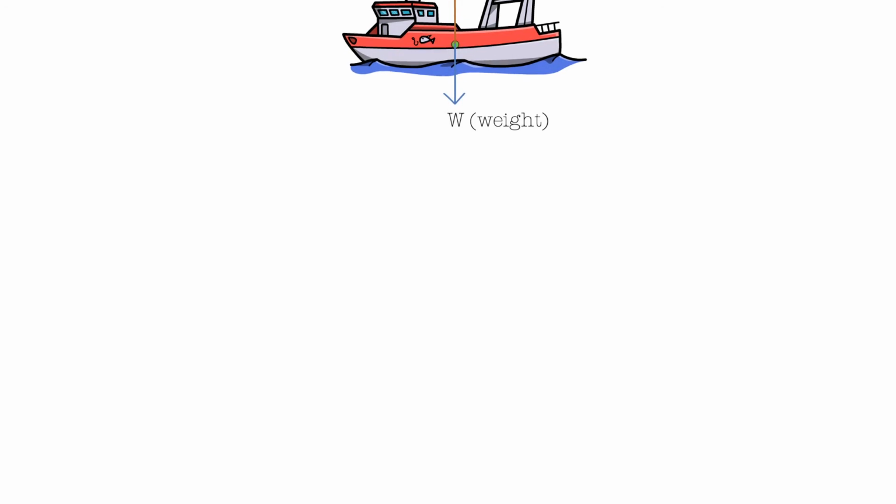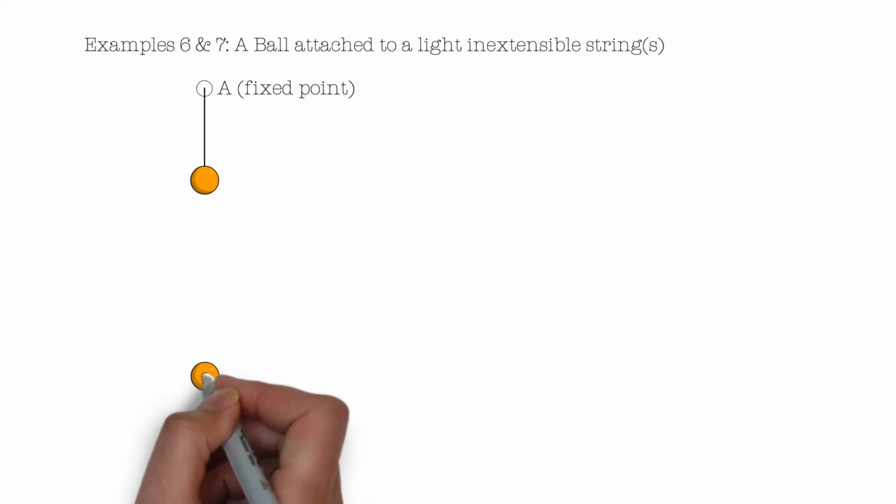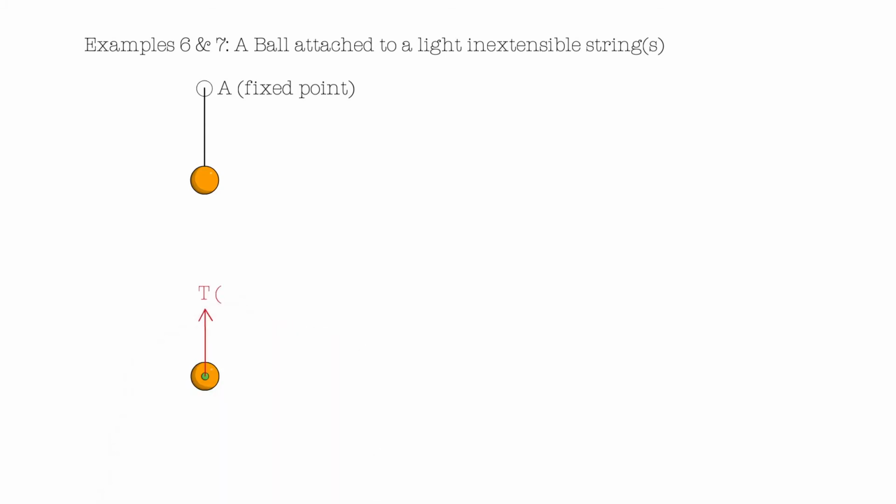Okay, now moving on. In examples 6 and 7, we have a ball attached to a light and inextensible string. Let's start with one inextensible string suspended from a fixed point. What forces do you think are acting on the ball? Consider the vertical forces. Firstly, let's draw the center of mass. We have the tension of the string acting upwards and the weight of the ball acting downwards. There are no horizontal forces acting on this ball.